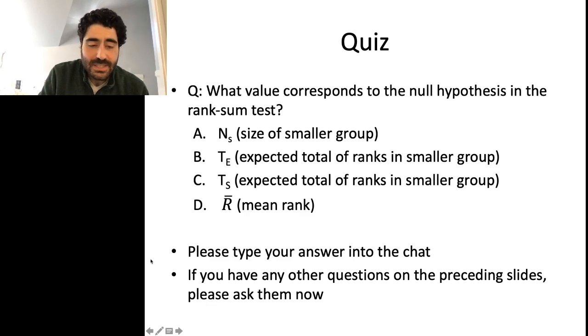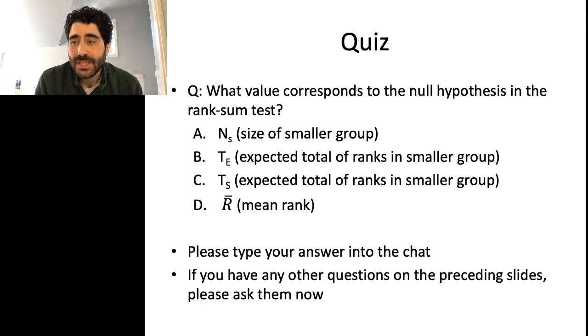And the way that we get this T sub E, this expected total, is we take the mean rank and we multiply it by the number of values that are in that smaller group. So it is true that our null hypothesis is basically that the ranks on average in this small group are going to be R bar, the mean rank. But the actual null statistic we're measuring is that T sub E, which is just the mean rank times the number of values that are in there. So B is the right answer.